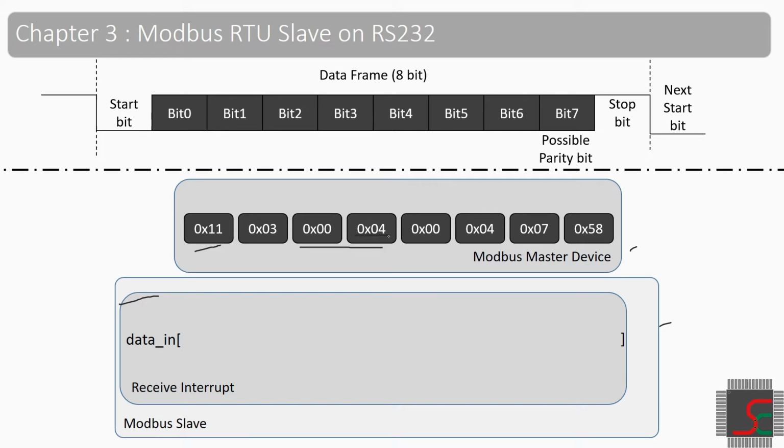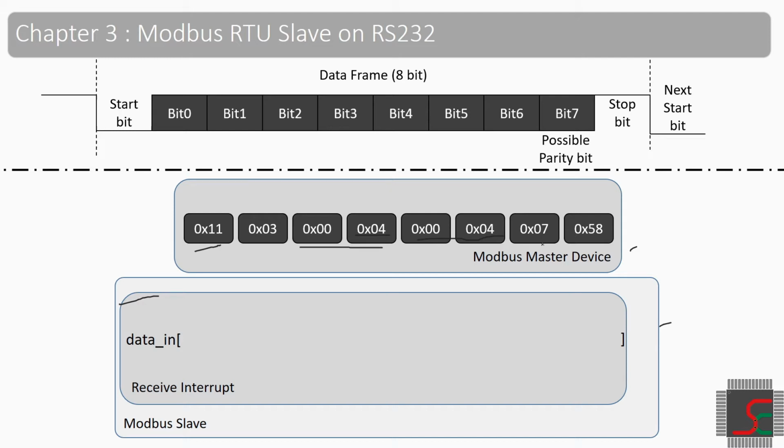This means Modbus register number 40,005. The fifth and sixth bytes are the quantity of registers the master is requesting from the slave. So in our case it is 4. The remaining 2 bytes are the cyclic redundancy check calculated by the master device.